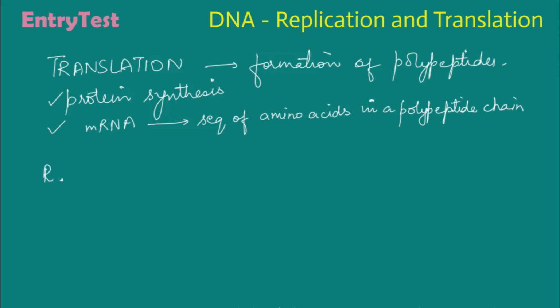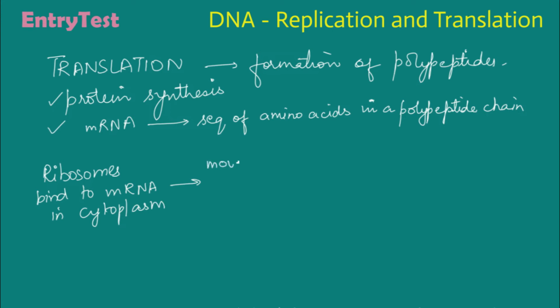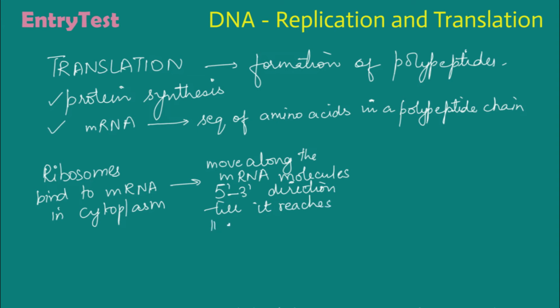What happens is the ribosomes bind to the messenger RNA in the cytoplasm. They move along the messenger RNA molecule. The ribosome slides along the messenger RNA molecule in a 5-3 direction. It clings on to the messenger RNA strand and keeps moving in the 5-3 direction until it reaches the start codon, which is always AUG.